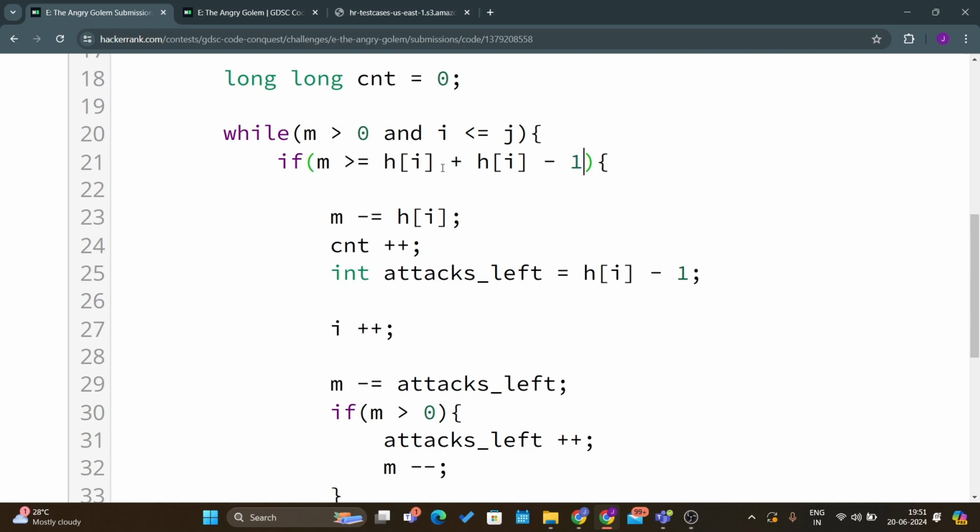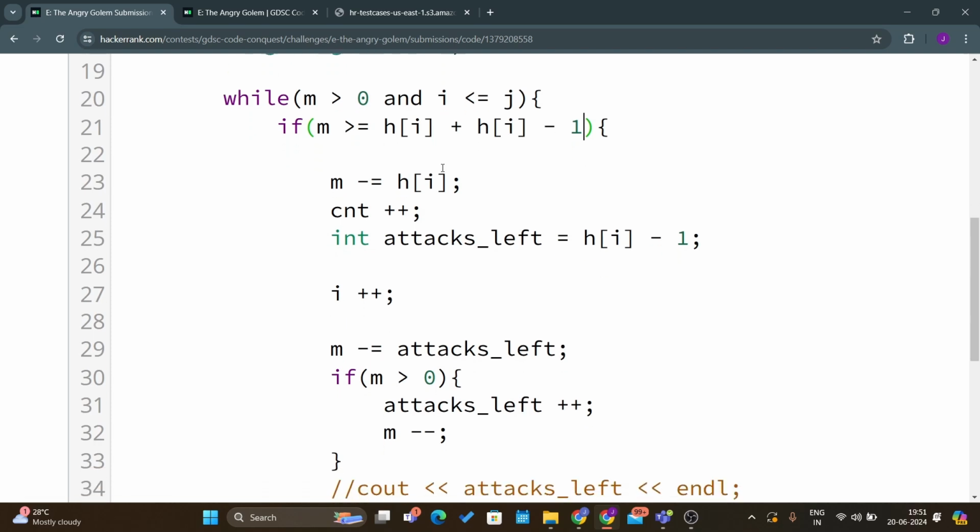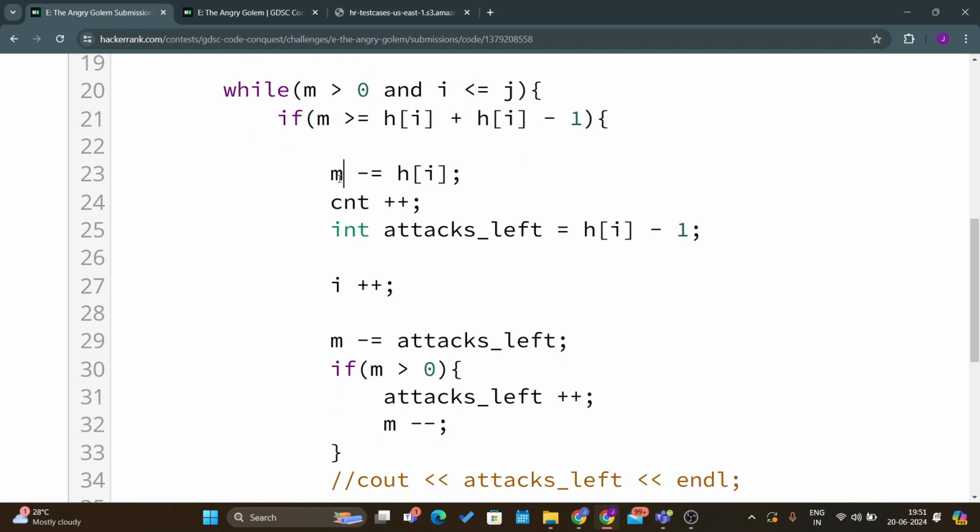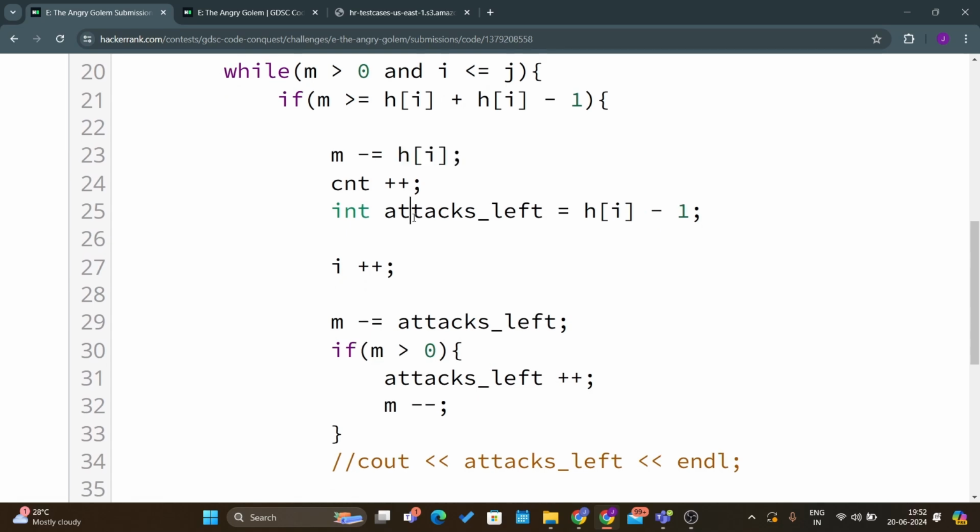If it's the case, we can crumble the ith fortress and we will subtract h of i from m, since h of i will be the number of attacks required to crumble the ith fortress. We will subtract h of i from m and we will increment count by 1, because we have collapsed one fortress, the ith fortress, and the attacks left is this remaining factor.